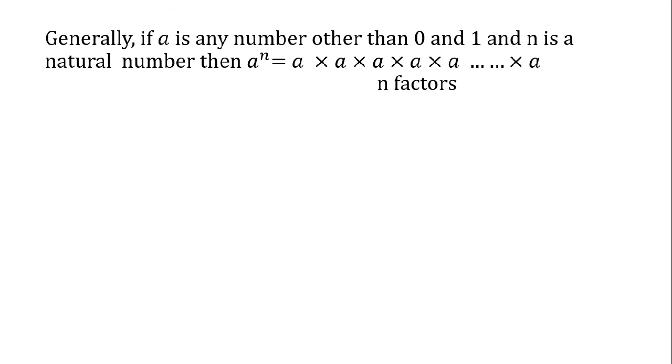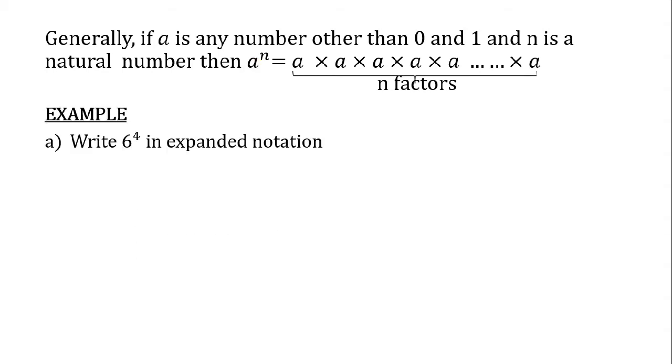So we are saying generally if a is any number other than 0 and 1 and n is a natural number, then a to the power n is equal to a times a times a times a times a times a, n factors. So when you have a to the power n, a is known as the base, n is known as the power or the index or an exponent. So the n is showing us how many times we are supposed to multiply a by itself. Let's look at our examples.